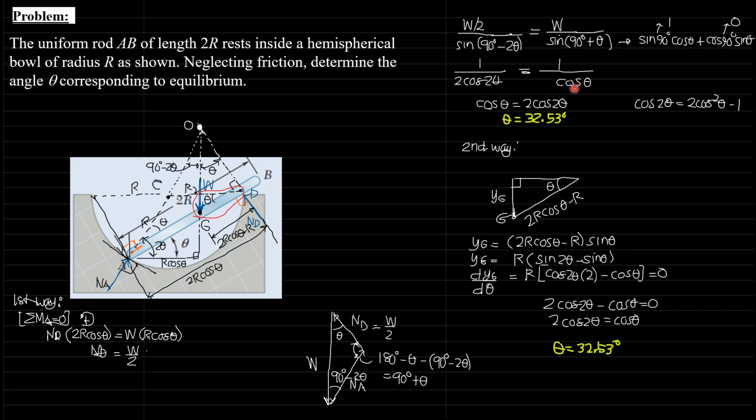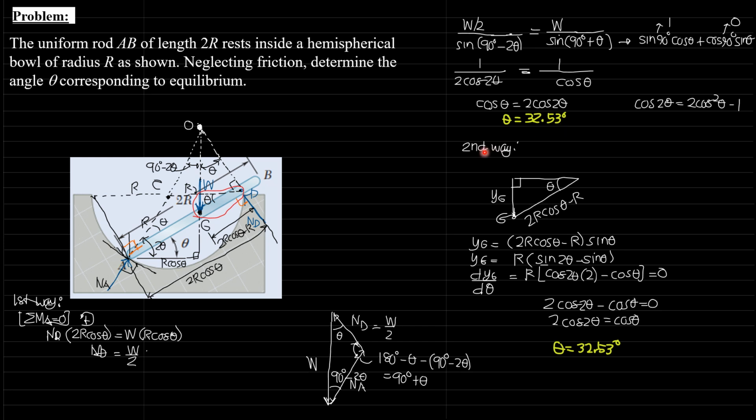So rearranging, we have cosine theta equals 2 cosine 2 theta. If you solve this equation using trigonometric identities, you can use the identity cosine 2 theta equals 2 cosine squared theta minus 1, and then use the quadratic equation. Since this can also be solved by your high-tech calculator, using that calculator, theta is 32.53 degrees.